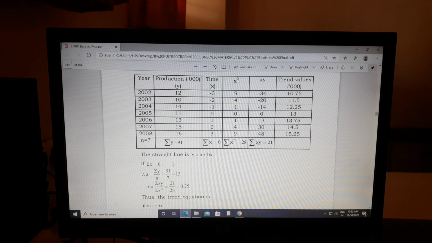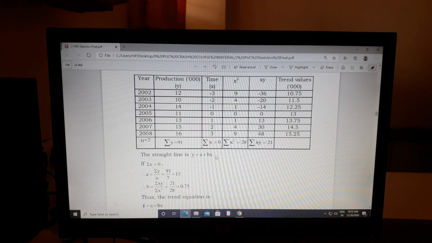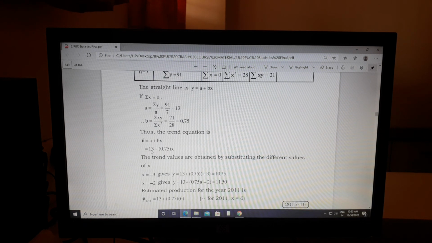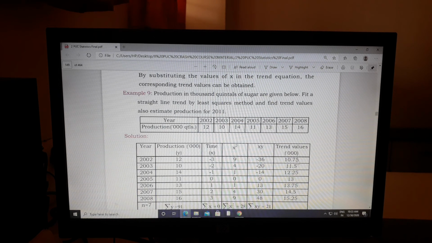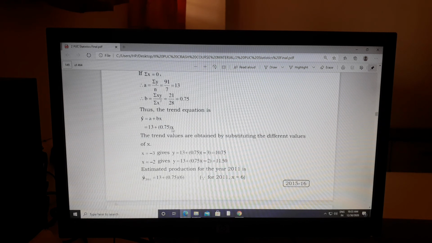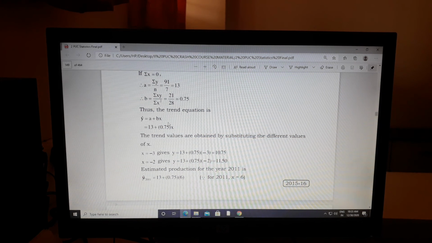And then as per the normal equations, calculate x square and then xy. All these totals will be substituted in the given normal equations. You will be getting a and b values. Substitute that a and b value here. Now if you want to calculate the trend values, all these time points of x should be substituted in this best fitted line. Now y equals a plus bx, 13 plus 0.75 into x is the best fitted line.